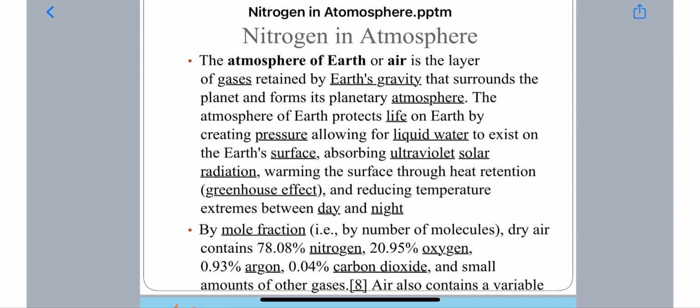So basically it helps with UV, warming, the greenhouse effect and so many things, and its mole fraction in dry air contains 78% nitrogen, 20% oxygen, 0.93% argon, 0.04% carbon dioxide and small amounts of other gases. So you all know that air also contains variables, and in it nitrogen has the main role.